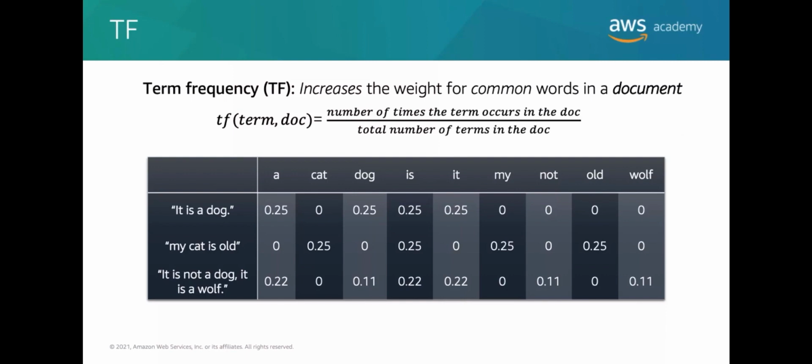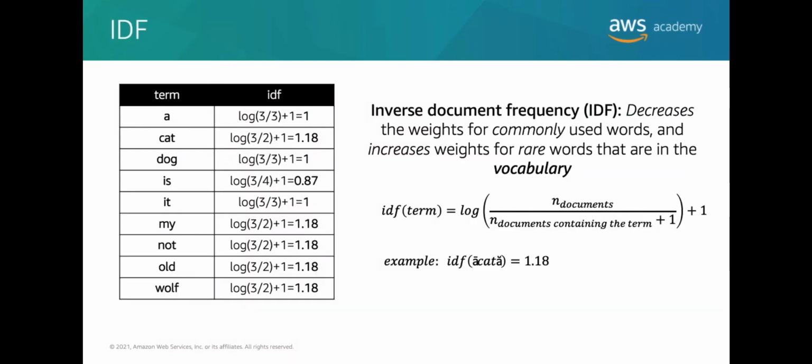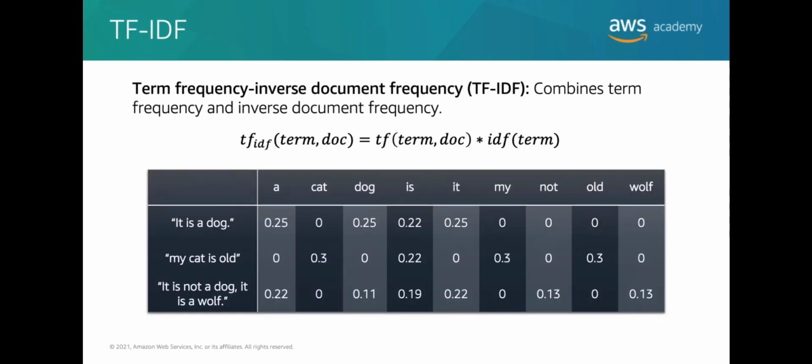Inverse document frequency is also known as IDF, and it increases the weights for rare words in the entire vocabulary, not just in the line of text. The formula is shown here, along with the calculations for each term. As you can see, the terms that appear less frequently have a higher IDF score. The TF-IDF model multiplies the TF and IDF metrics together. TF-IDF is often used for document search and keyword extraction.